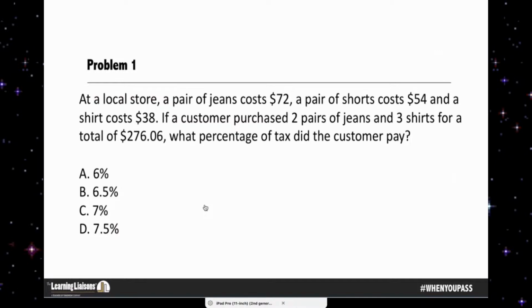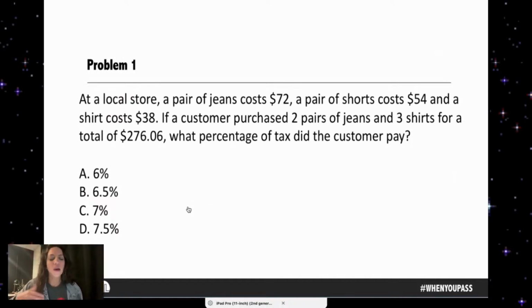At a local store, a pair of jeans costs $72, a pair of shorts costs $54, and a shirt costs $38. If a customer purchased 2 pairs of jeans and 3 shirts for a total of $276.06, what percentage of tax did the customer pay? Ooh, this is an interesting one. This is a problem that is truly for about 5th grade through high school, really, because it involves a lot of different concepts.